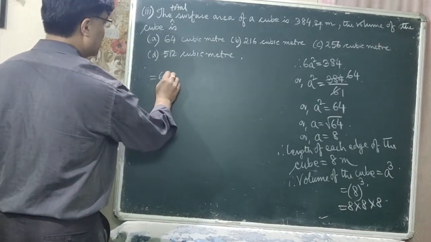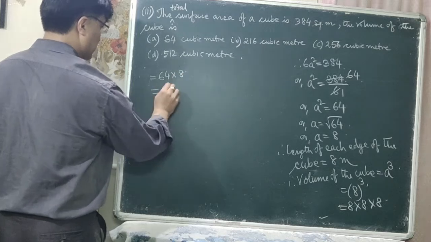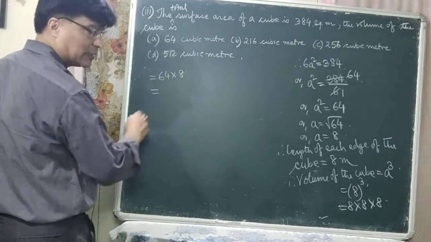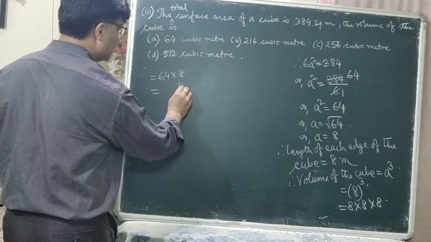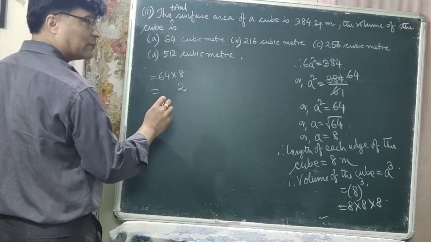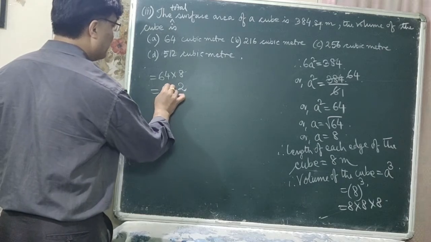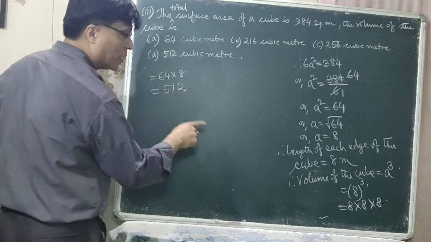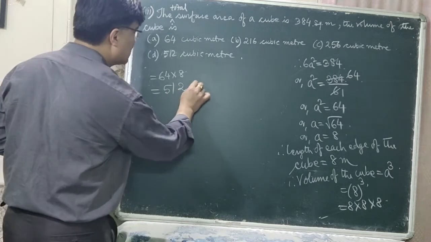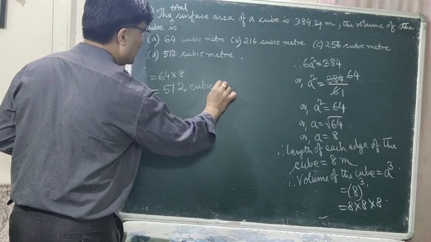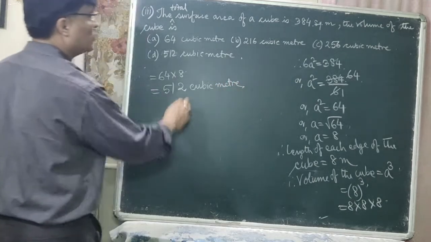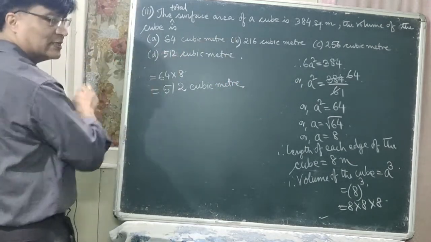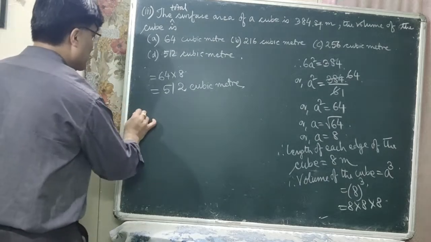Which is equal to 8 8s are 64 into 8, right? 8 4s are 32, 8 6s are 48 plus 3 is 51. That is 512. What is the unit? This is the volume. Volume unit is cubic meter. So which is the correct option in this case? This D, 512 is the correct option.